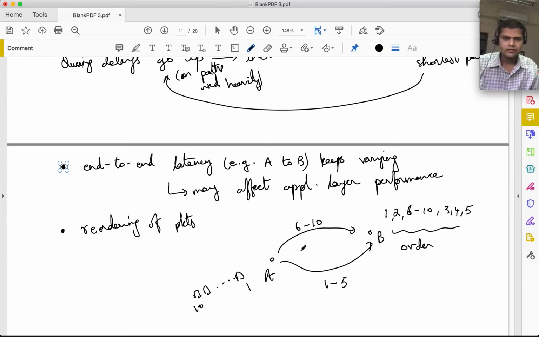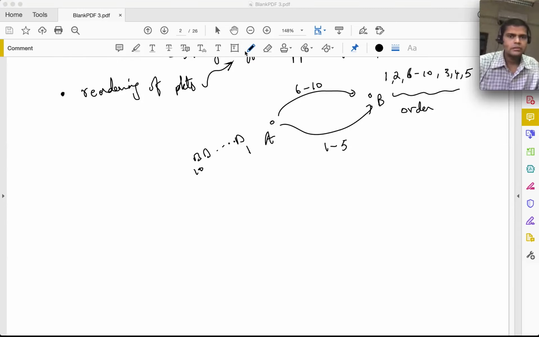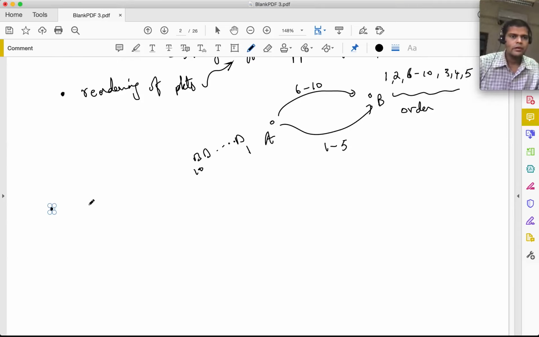That these packets overtook packets 3, 4, 5 because they came along this different path. And this reordering may also affect application layer performance. Maybe a particular application requires packets to be delivered in order, and then that is a problem. The issue is like what I had mentioned a short while earlier.